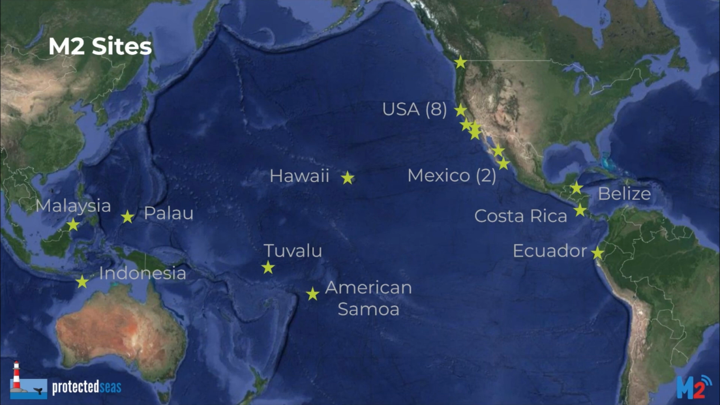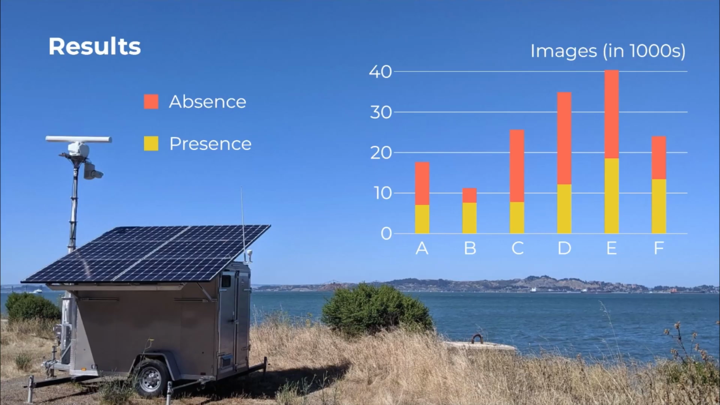There are 19 active M2 sites around the world today. We selected 6 sites to test the model on a month of data. The total number of images at each site in July 2022 are shown here, with all sites capturing more than 10,000 images each. At most sites, around half of all the images were classified as absence and presence. We reviewed just over 1,000 images across sites to assess model accuracy and found that around 73% of images were classified correctly.